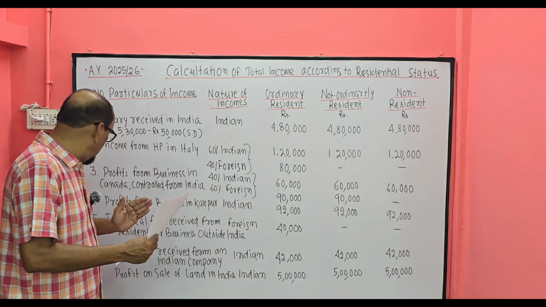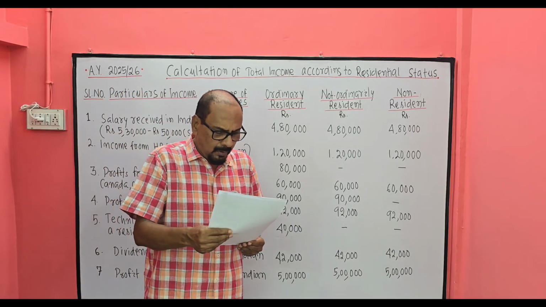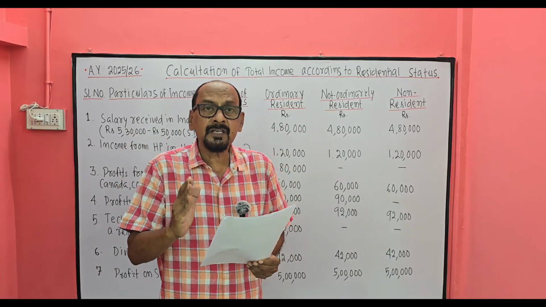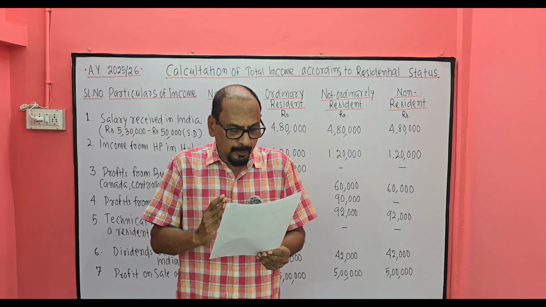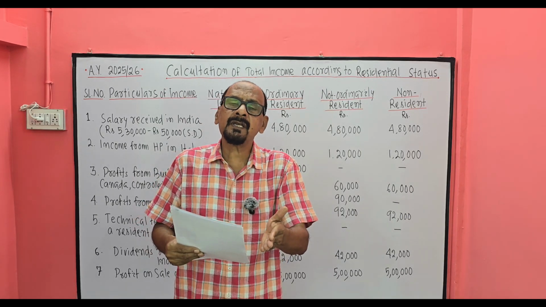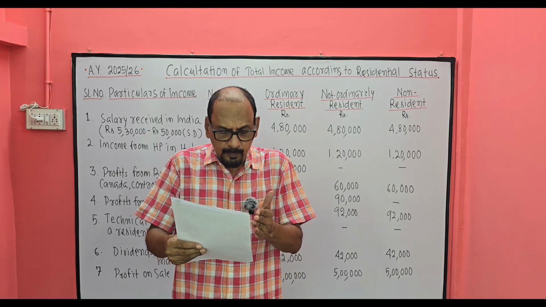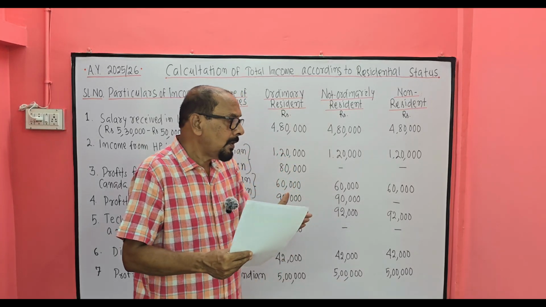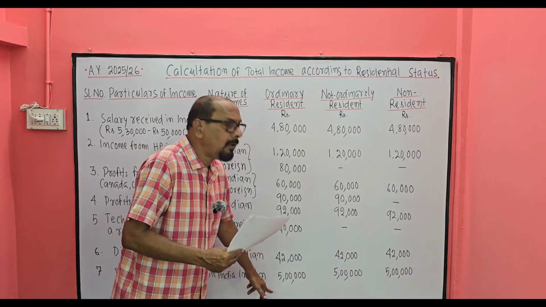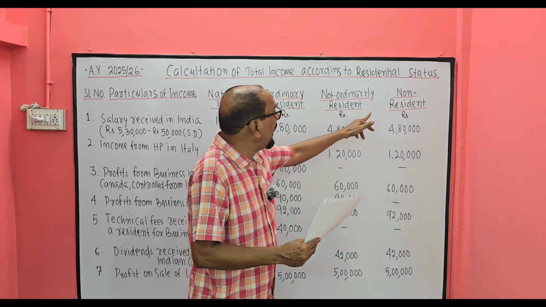And the last one: profit on sale of land in India, that is 5 lakh rupees. It is clearly mentioned as profit on sale of land in India, so it is an Indian income of rupees 5 lakhs. It is taxable in all three cases, I mean, in case of the ordinary resident, not ordinary resident, and non-resident.